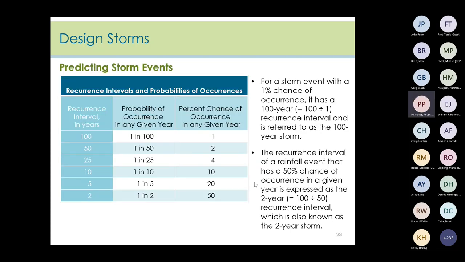This table lists the probability of a particular storm occurrence and its corresponding chance of happening, expressed as a percentage in a single year. This is what is meant by the 2, 10, and 100-year design storms. The top storm listed in this table is the storm with a 1% chance of occurring in a given year. This is the 100-year storm. At the bottom of the table is the 2-year storm, meaning it has a 50% chance of happening in a given year.